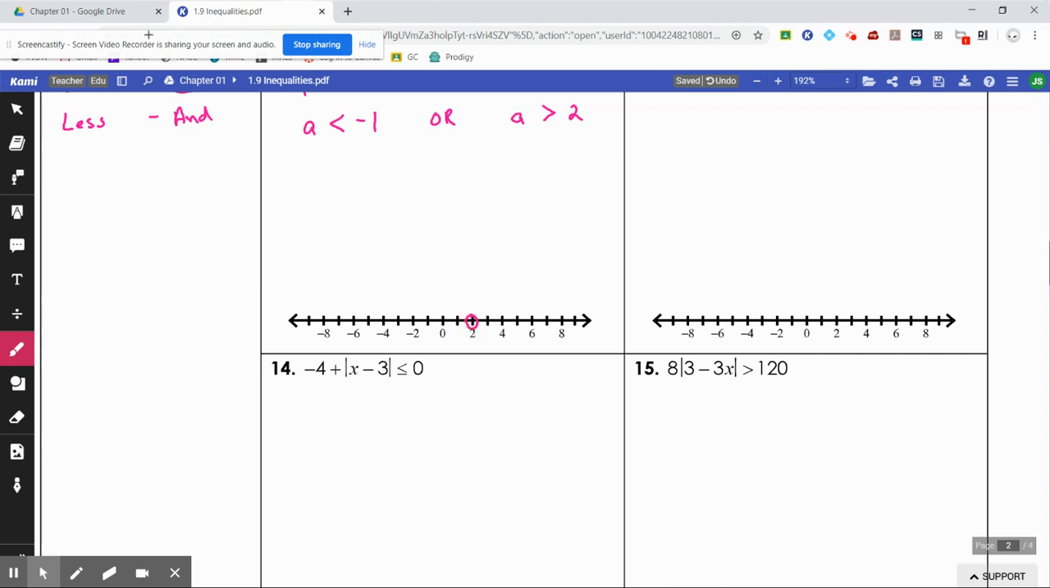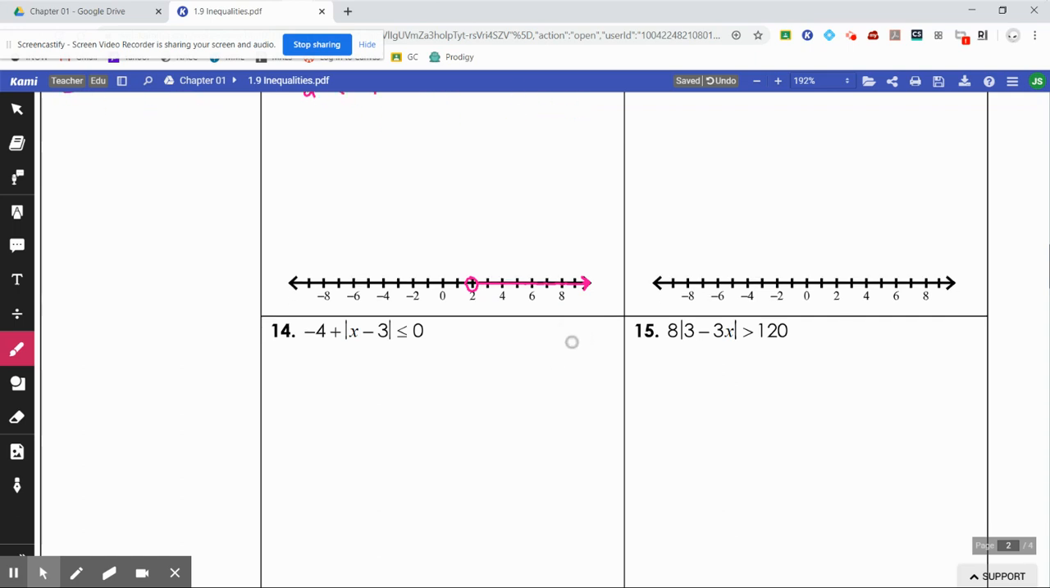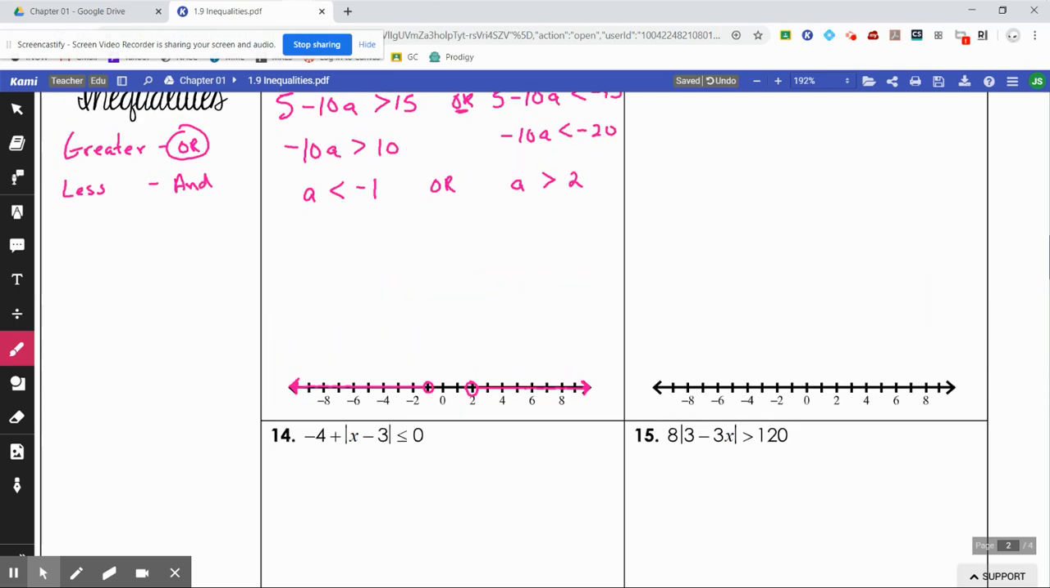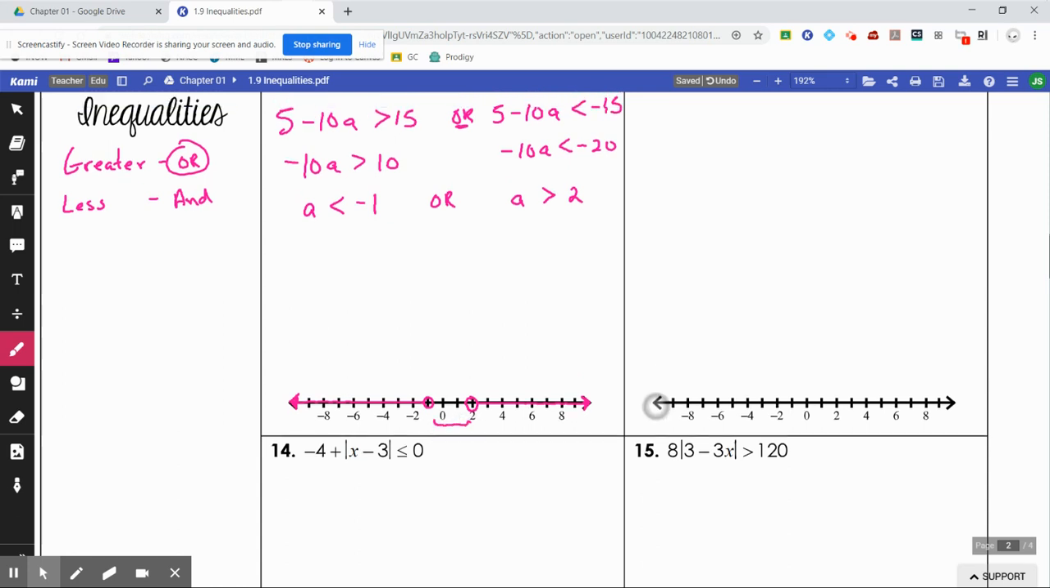So an open circle, shade to the right. That's part of my answers. Or any value that is smaller than negative 1. So the values that would satisfy this inequality is pretty much anything except for these certain values, these in the middle. So any value from negative infinity up to negative 1.